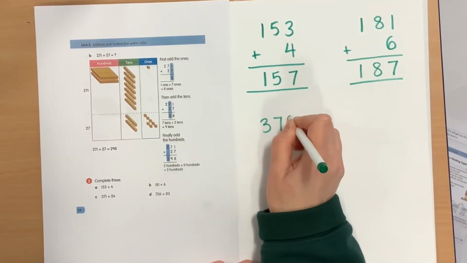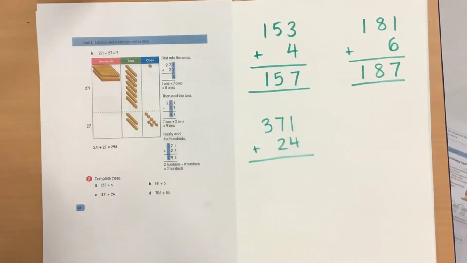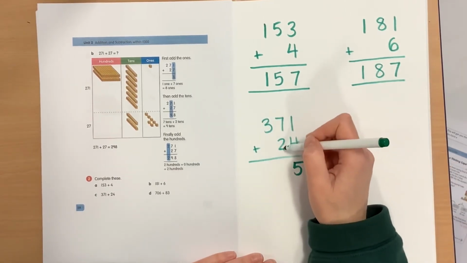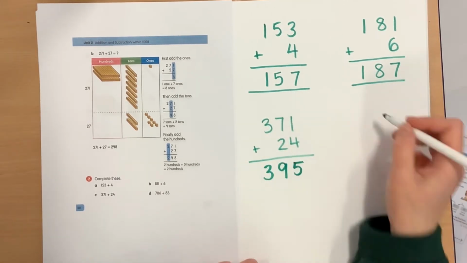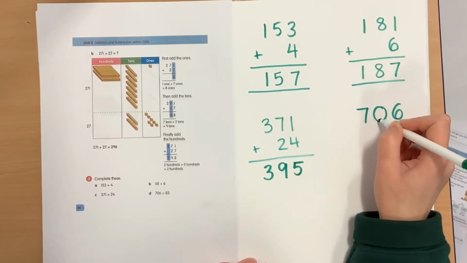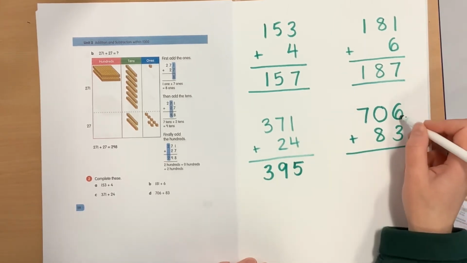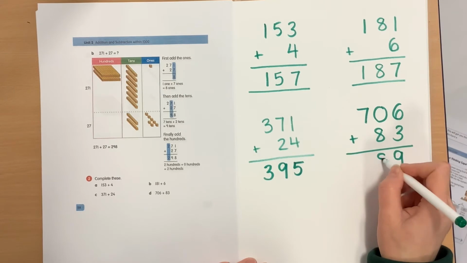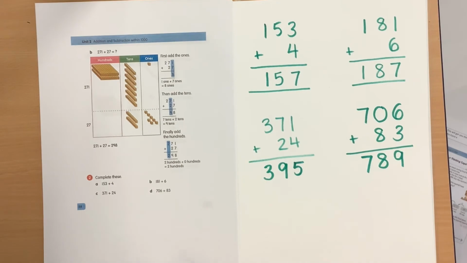C is 371 add 24. Just going to swap for a pen that works. 1 one add 4 ones is 5 ones. 7 tens and 2 tens is 9 tens. And 300s add no hundreds is 300s. And then last of all, we've got 706. So 700, 0 tens, 6 ones, add 83. So ones first. 6 ones add 3 ones is 9 ones. 0 tens add 8 tens is 8 tens. And 700s add 0 hundreds is 700s, giving us 789.